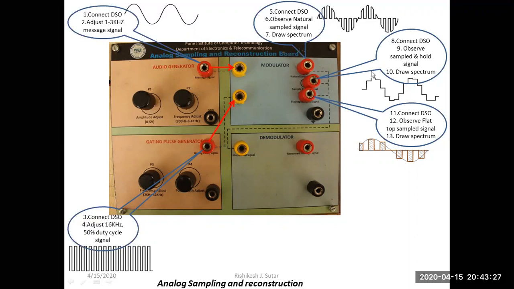Now let's talk about spectrum of sampled signal. Here we have considered 16 kHz sampling frequency and 1 to 3 kHz modulating signal frequency. That is, we have followed Nyquist criteria. That is, Fs is greater than twice Fm. Thus, the frequency spectrum for the above sampled signal will look like this. Here we can observe the guard band in between the spectrum.